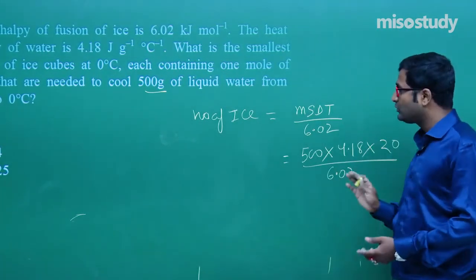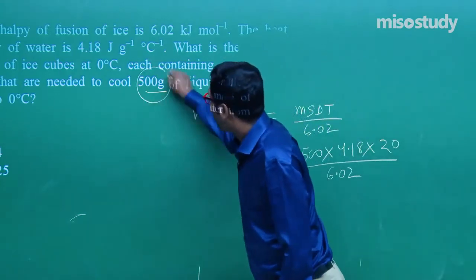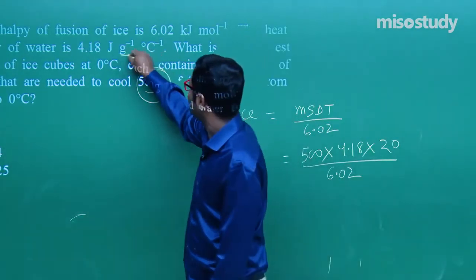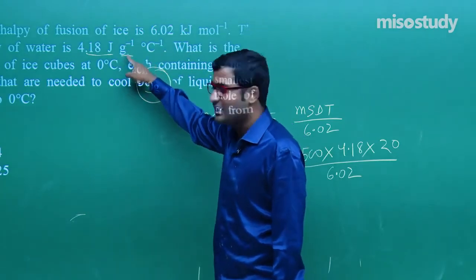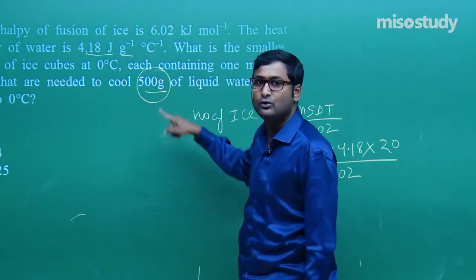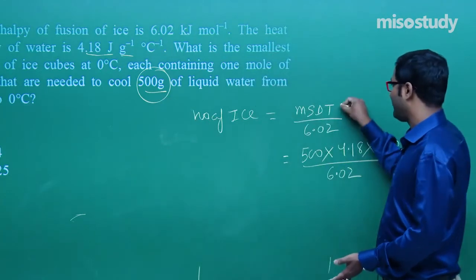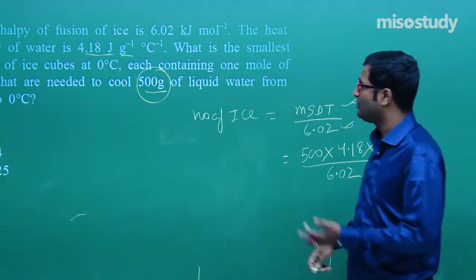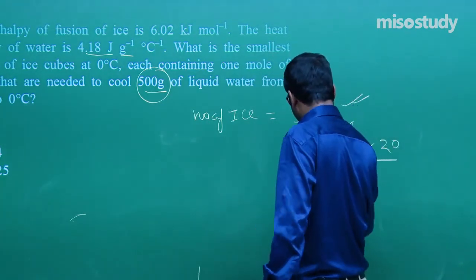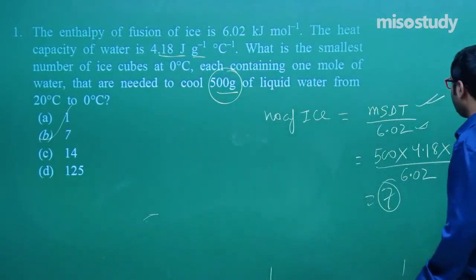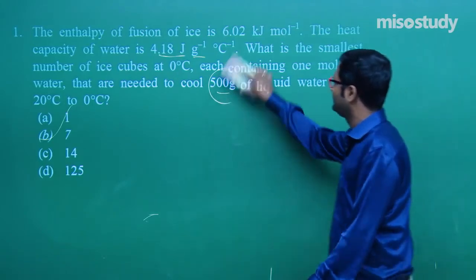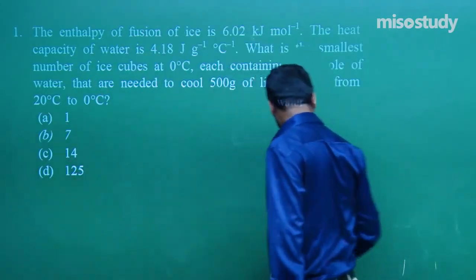This is a simple formula. Now one more thing I have to mention here: mass in gram, because here the value is in gram. If here the value is in kg, then you have to convert the gram into kg, and the general formula is m s delta theta upon 6.02. So after solving, the value is 7. So this is the option. Clear to you? Now I'm going to rub this part and we'll discuss the next one.